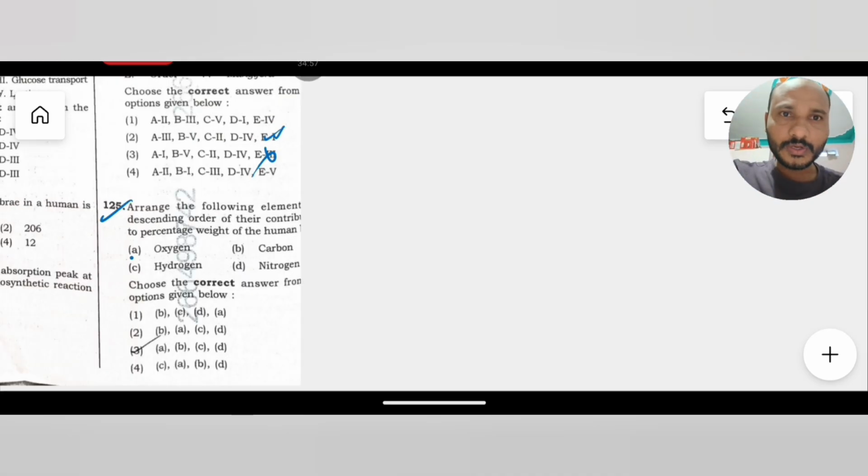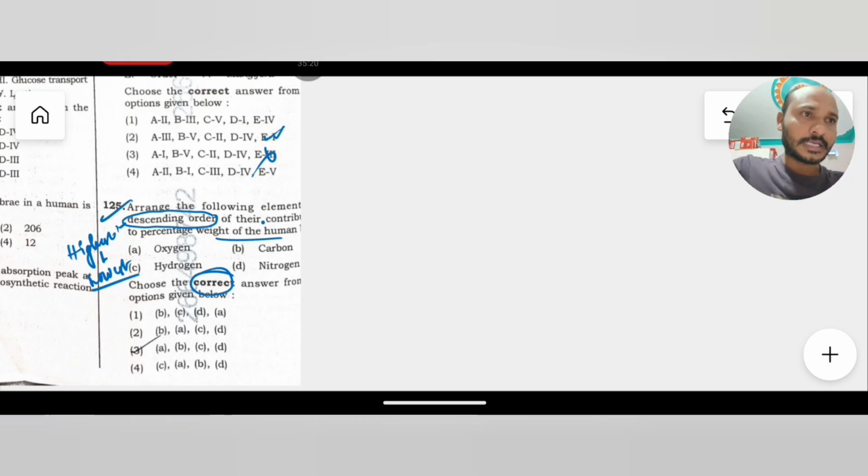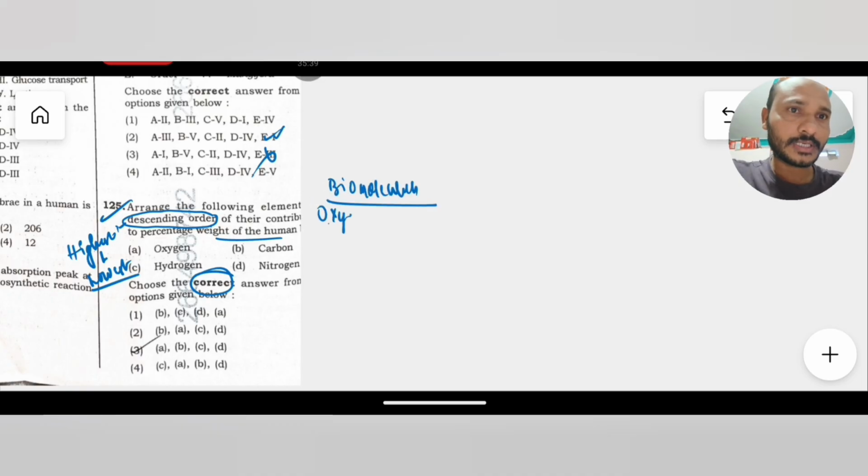Arrange the following elements in descending order. Descending order means we need to arrange them from highest to lowest in their percentage weight contribution to the human body. So generally choose the correct answer here. The human body contains some mineral elements or some gas elements in their percentage here. First we need to know oxygen. Generally these questions come from biomolecules only.